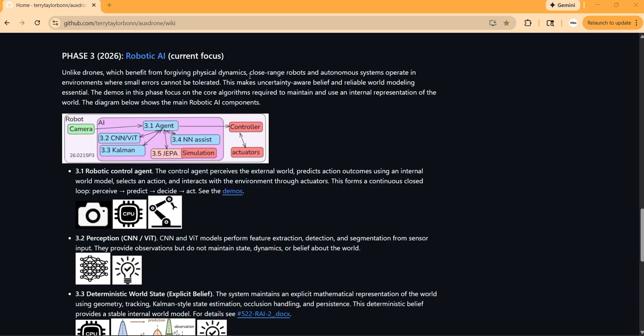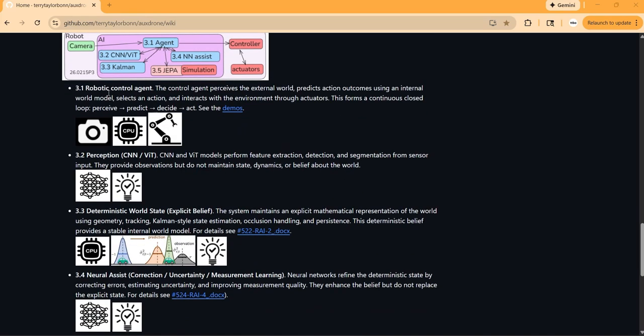We have robotic AI. That's my current focus. Unlike drones, close-range robots operate in unforgiving environments where errors cannot be tolerated. So this requires what they call belief and world modeling under uncertainty. So the system includes the following. A robotic control agent forms a closed loop of perceive, predict, decide, and act.